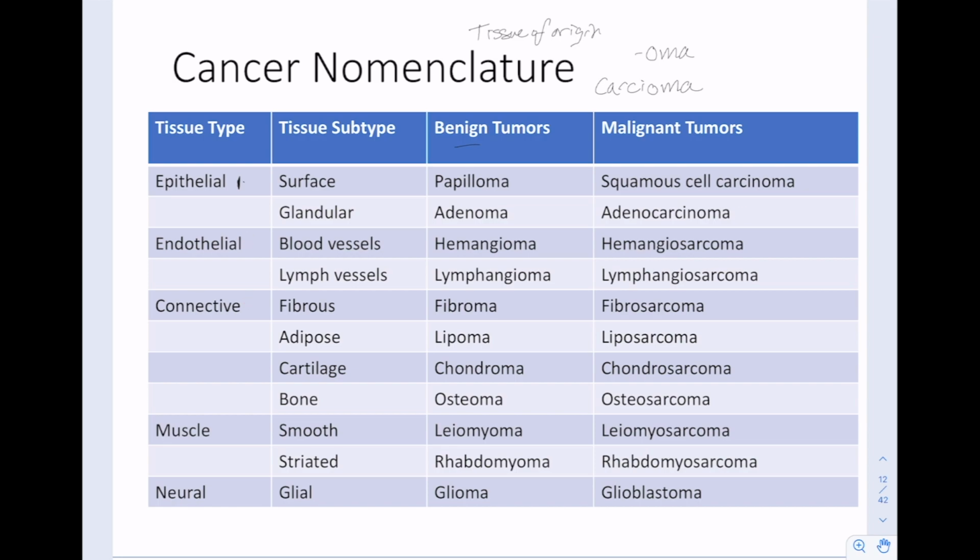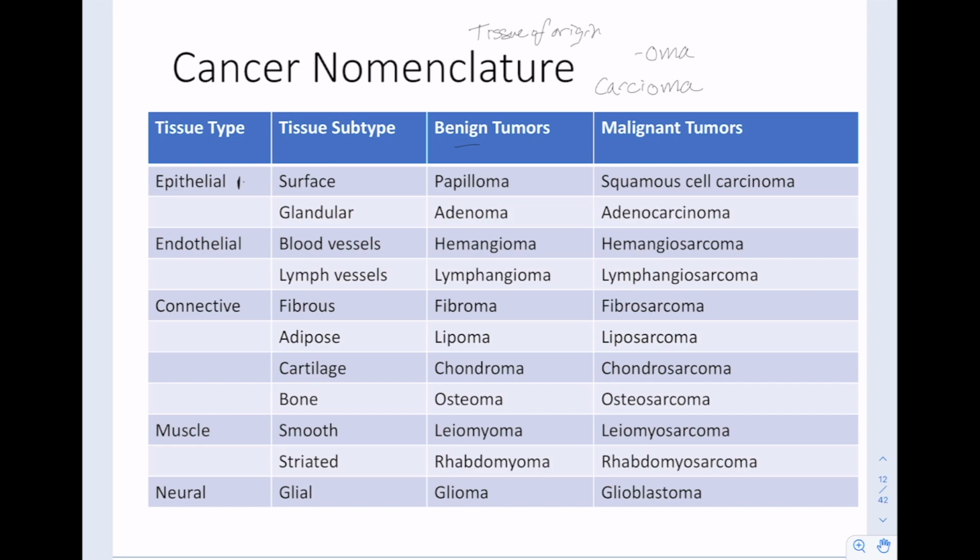And we can take a look at these other ones too. Endothelium, we've got the blood vessels. Endothelium are those internal cells that line blood vessels and lymph vessels. So if it's from the blood vessel and it's a benign tumor, it would be a hemangioma. If it was a lymphatic tissue, it would be a lymphangioma. If we get into the malignant ones with these, hemangiosarcoma, lymphangiosarcoma. Hopefully you're seeing how these kind of break down.